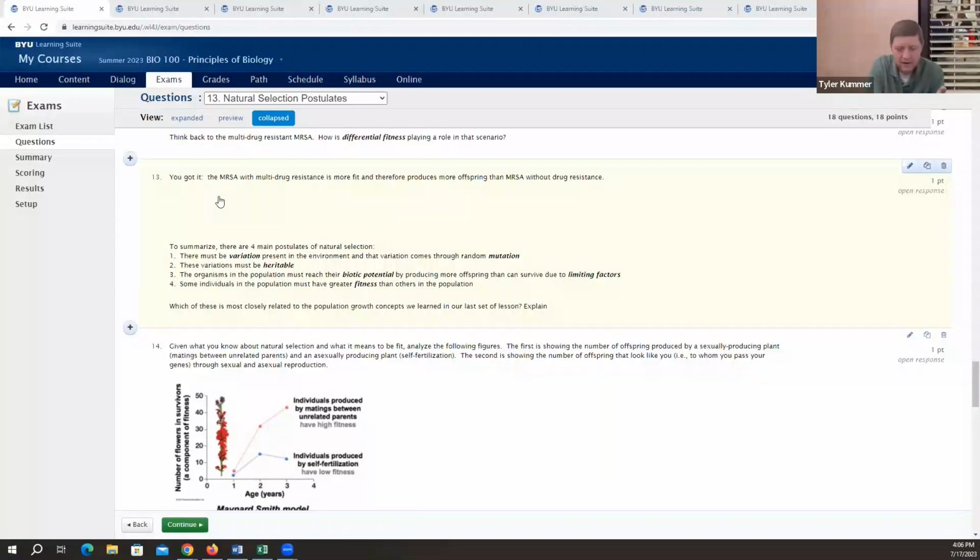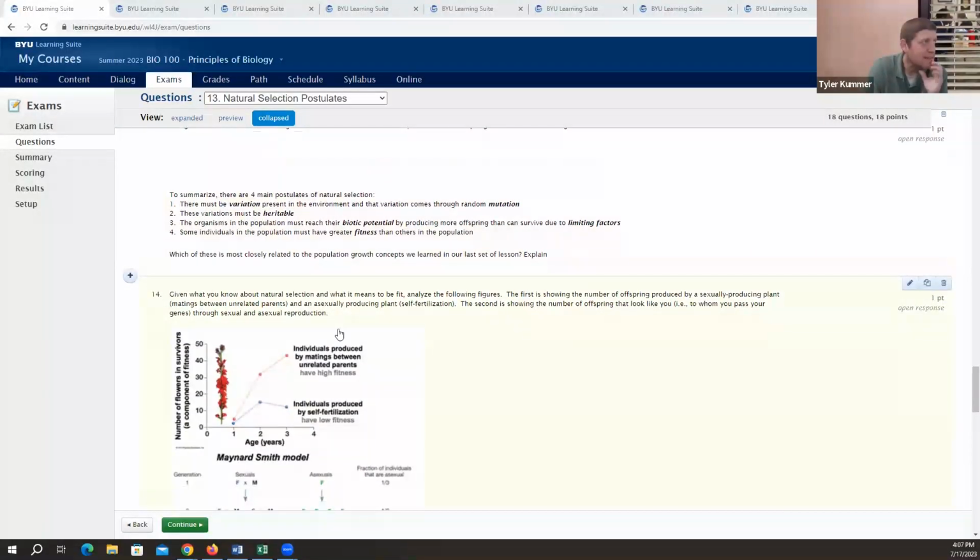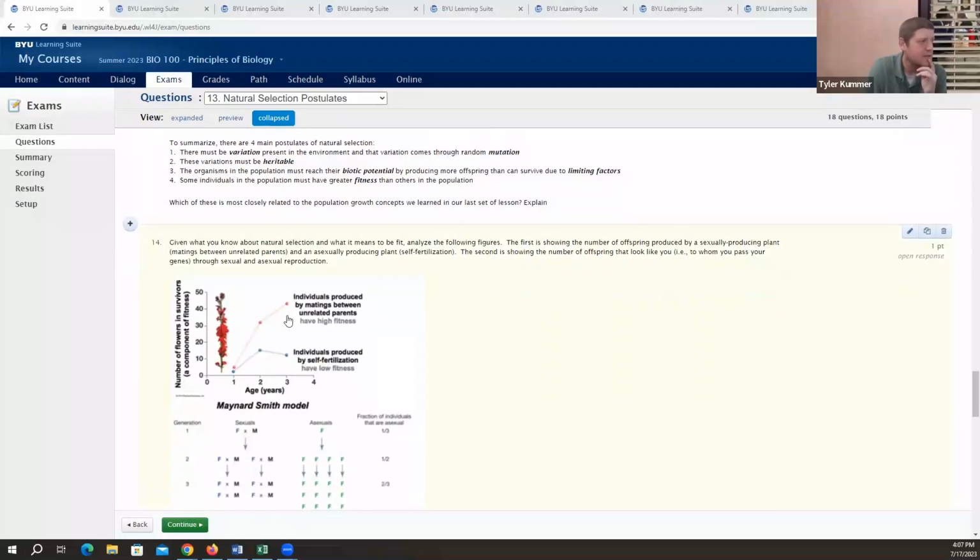So we have to have differences. Those differences must be heritable, and those heritable differences need to make a difference in the evolutionary fitness of individuals within the population. So that's the main thing from our natural selection postulates.